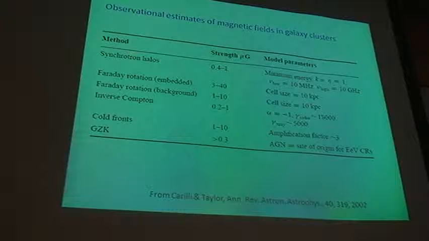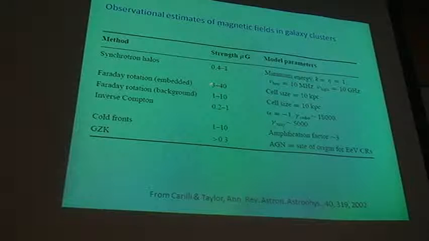So, from the intensity of synchrotron emission, assuming equipartition with the energy of relativistic electrons, the strength of the magnetic field follows as about a fraction of a microgauss. So for the 1 microgauss, perhaps half. The Faraday rotation of sources within the clusters predicts a magnetic field of the order of 10 microgauss with a cell size of 10 parsecs. Background sources give slightly bigger magnetic fields with the same cell size.